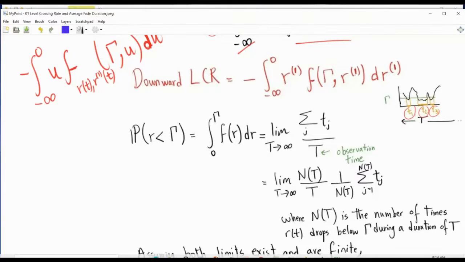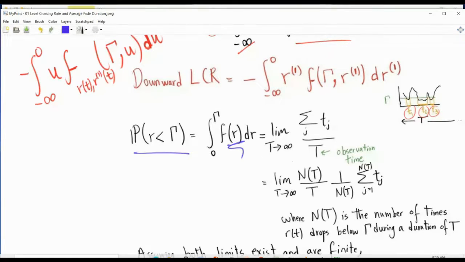So how can we obtain a formula for the average phase duration? Now, what is the probability that R is less than gamma? Again, it's R of t, but under stationarity, it's just R. What is the probability that R of t, which is the magnitude of g of t, is less than gamma? If you know the distribution of R, just integrate the distribution from 0 to gamma, and you will get the probability that R is less than gamma.